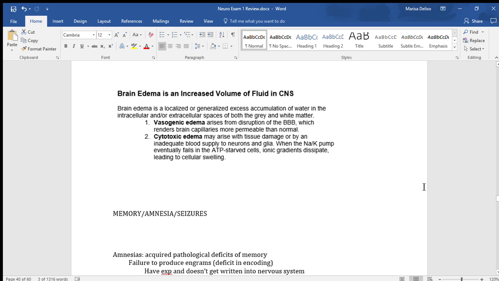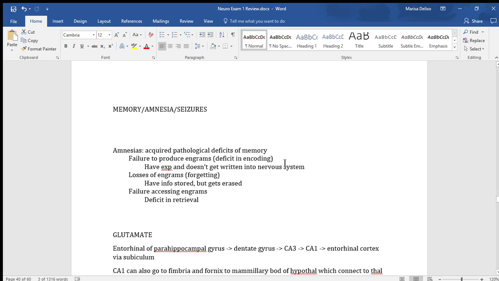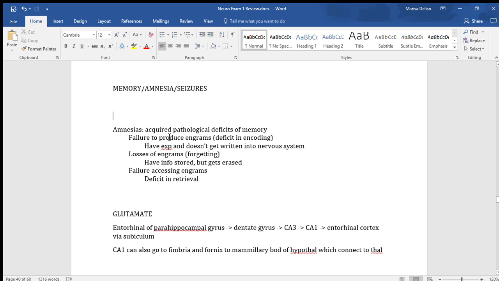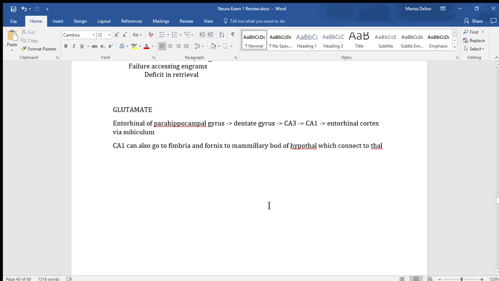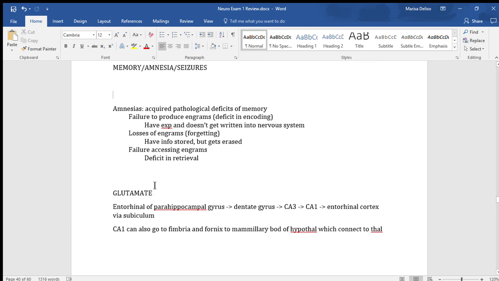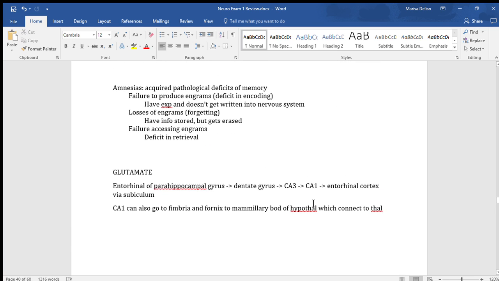Did we learn about memory and amnesias and seizures? Yes. You guys did this, right? Memory, amnesia, seizures? Yeah, okay, that's okay. So I'm gonna try to make it nice and light. So essentially, that's pretty straightforward. You can either just not encode the engram or whatever. So we know an engram is a memory.